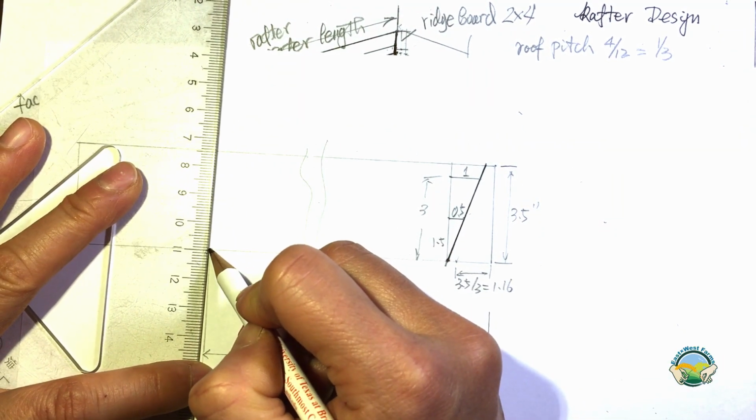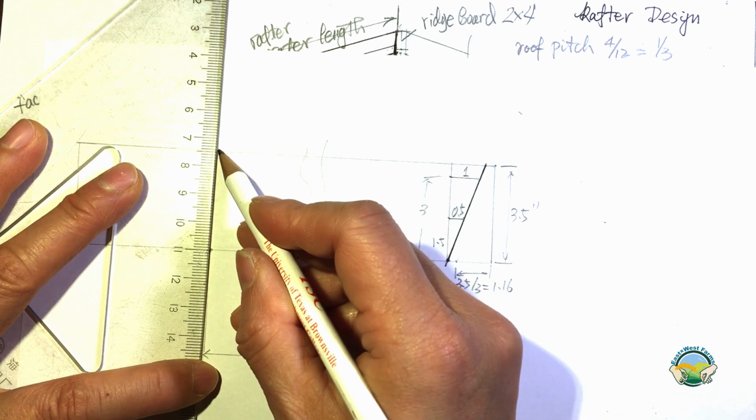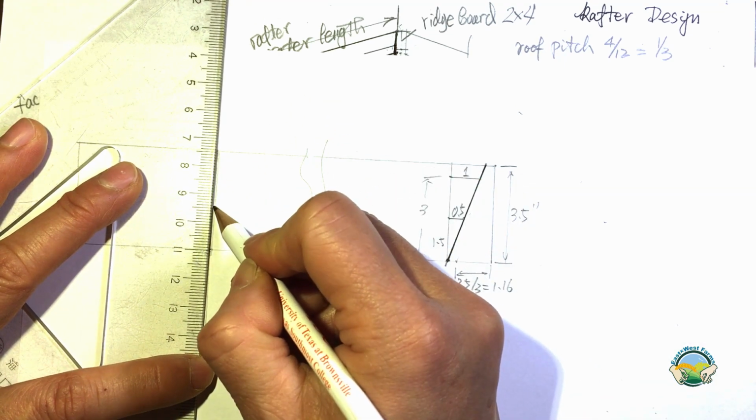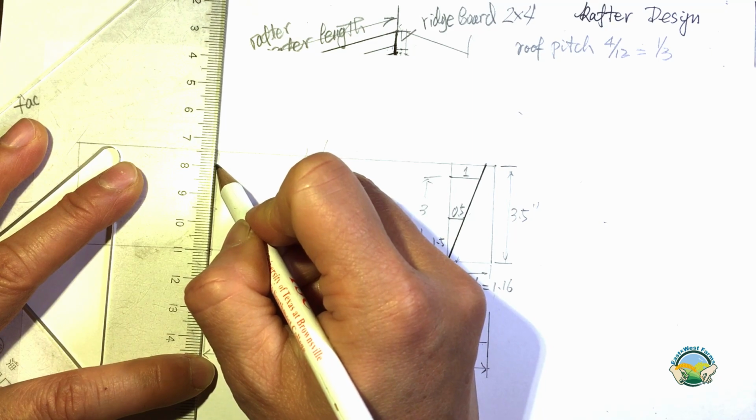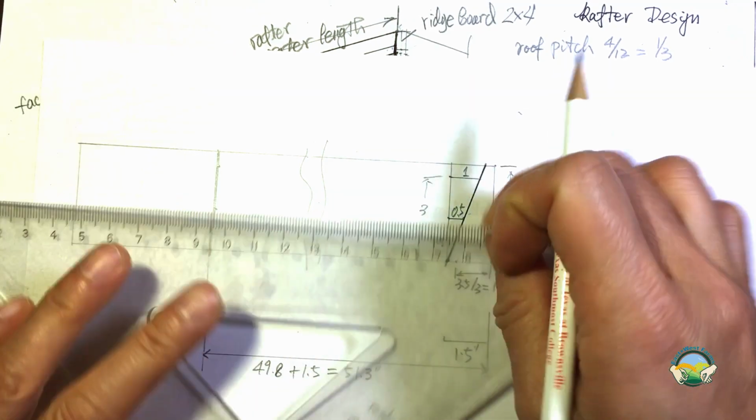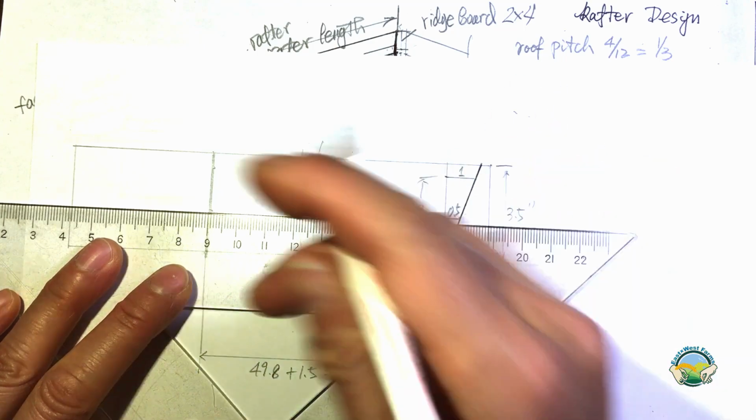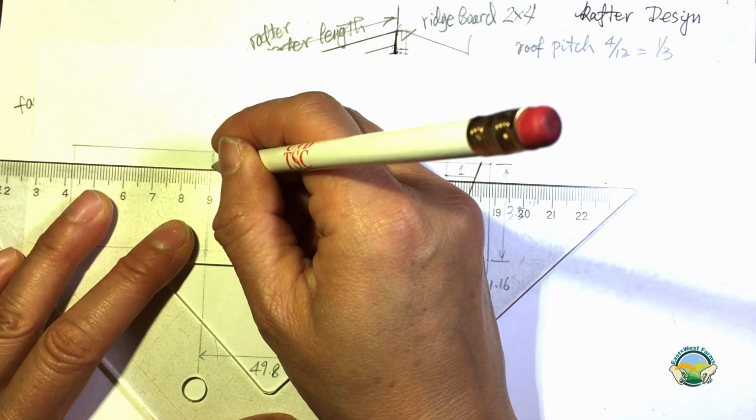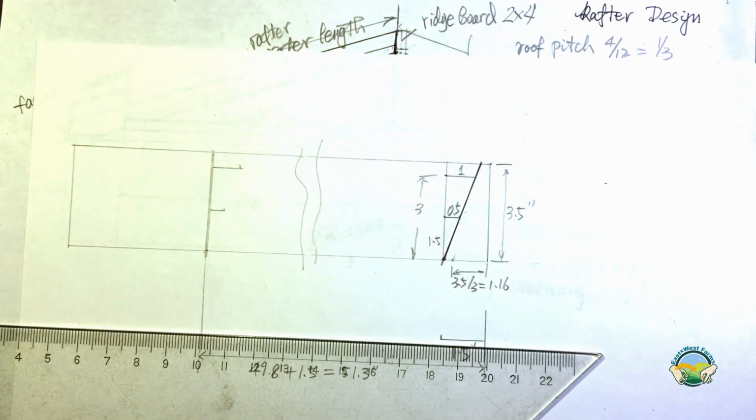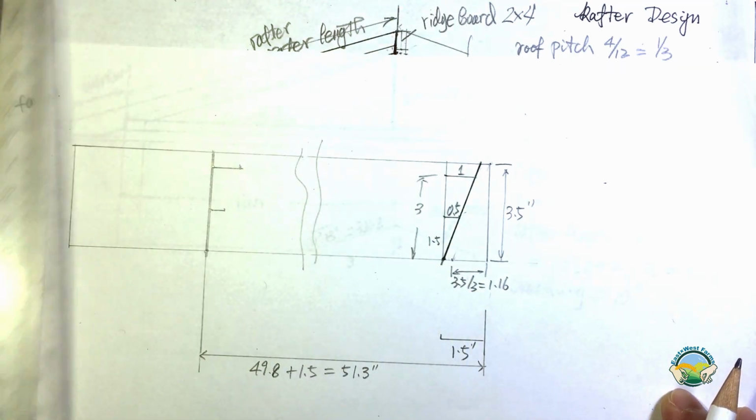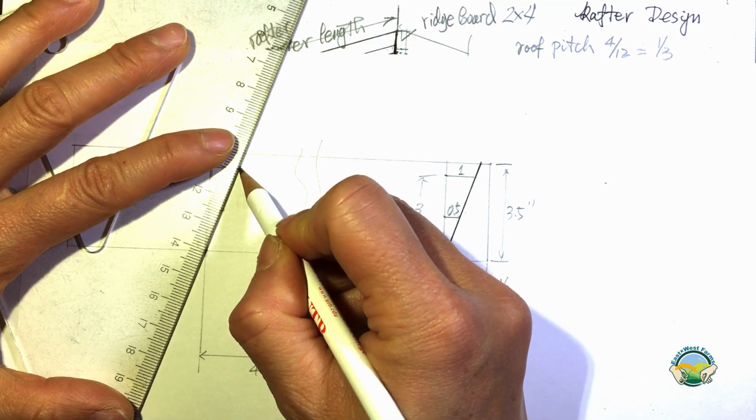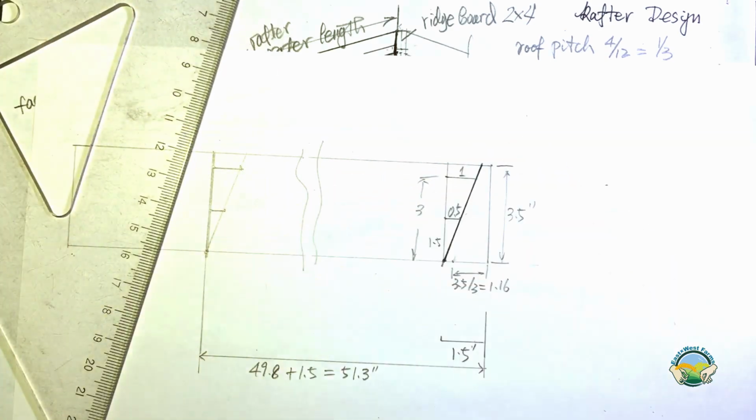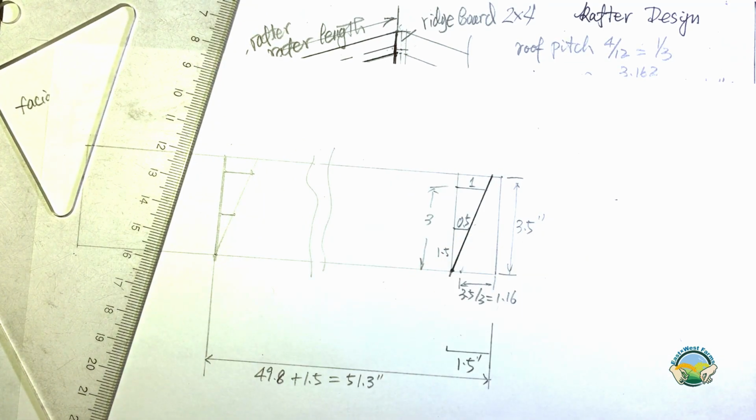So I do the same thing: draw a perpendicular line. And then I draw the 1.5 mark and the 3-inch mark. And then I do my 0.5 and 1, and that keeps my proportion of 1 to 3, and then I can connect those two lines. And that gave me the plumb line of the bird mouth.